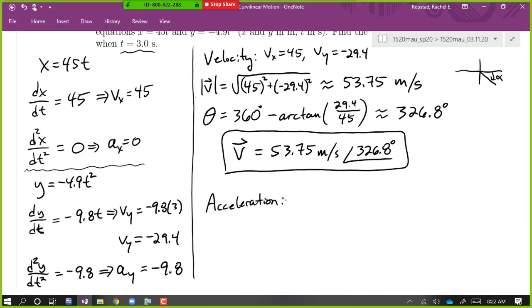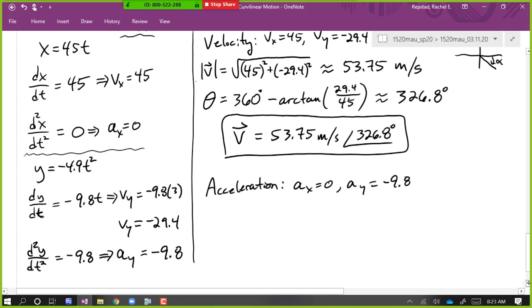For the acceleration, let's set this up the way we've been doing this. We know we're going to use Pythagoras to get the magnitude and arctan to get the direction. The components: the x component is 0, the y component is negative 9.8. Now, we could set up Pythagoras, but I don't think we'll need a calculator to do this. What should we get?